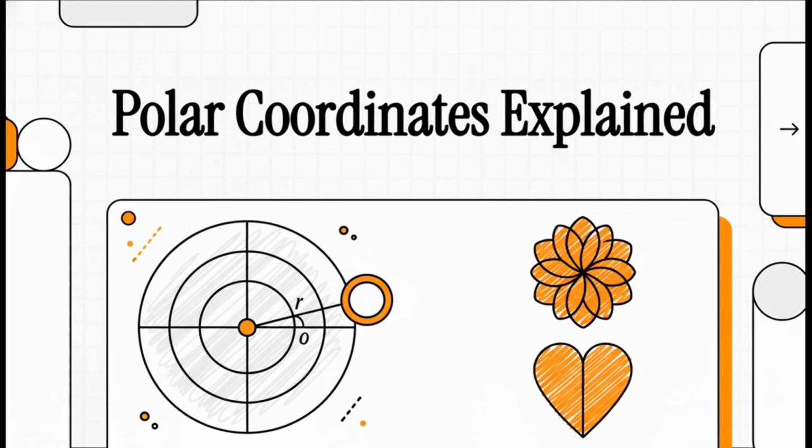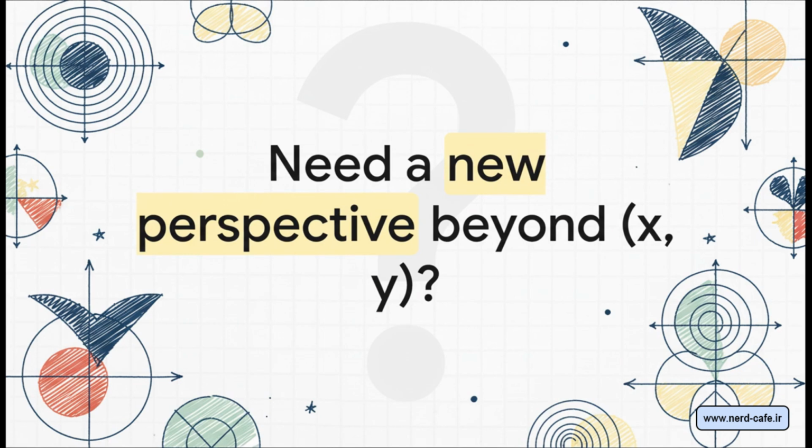So let's dive in. We're all super comfortable with the classic XY coordinate system, right? Go over some amount, go up some amount. And it's fantastic for anything that fits on a grid. But what happens when you're dealing with circles or spirals or anything that rotates? Things can get kind of messy. What if there were a better, more elegant way to describe those kinds of shapes? Well, there is, and it's called the polar coordinate system.